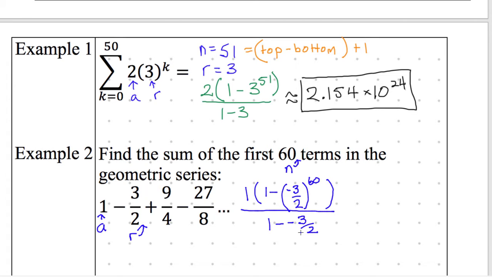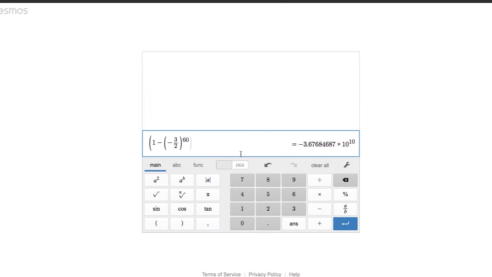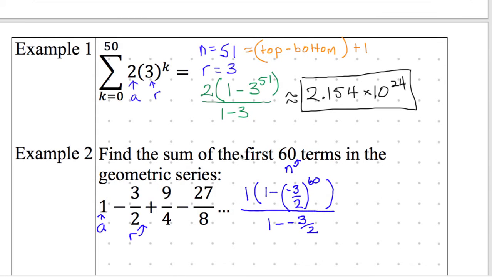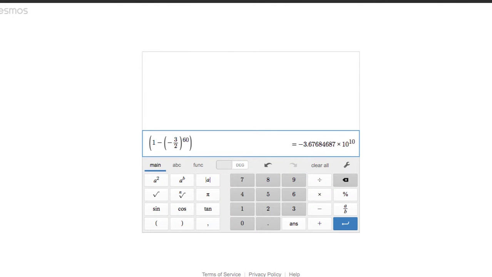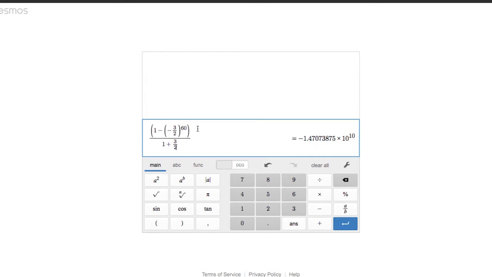Calculator time. I'm literally just going to type that all into my online calculator, which is a little bit better. So I'm not going to do that 1 on the outside because that's kind of silly. 1 minus, it's going to be -3 halves to the power of, was it 60? It is 60. I guess it didn't really need all that. Divided by 1 plus 3 halves.